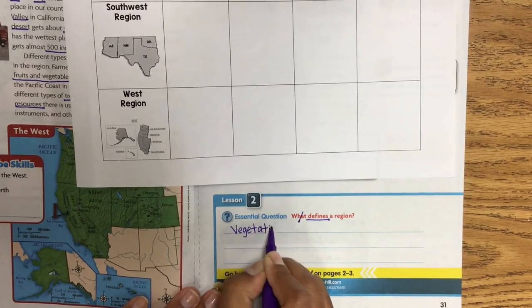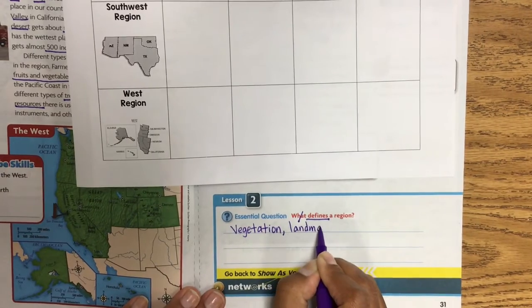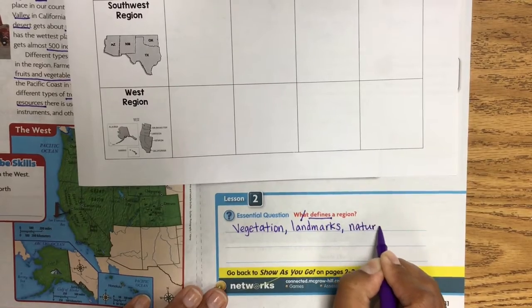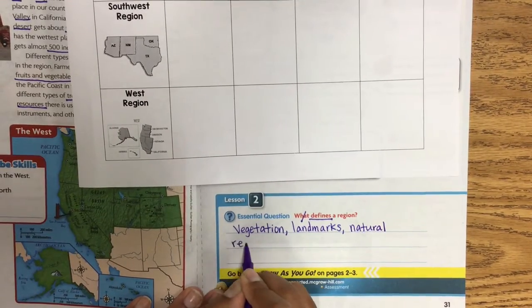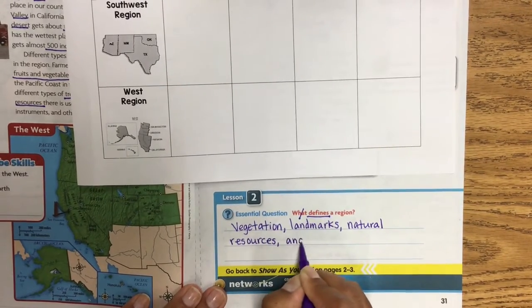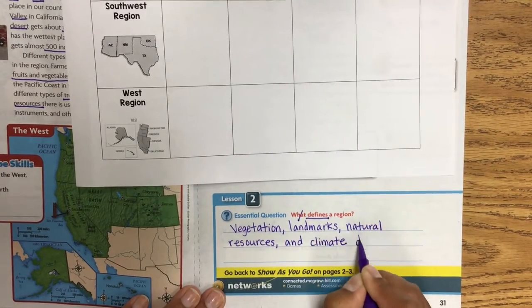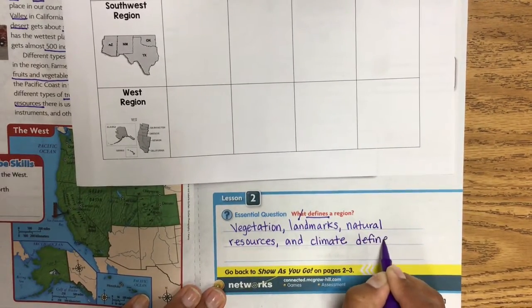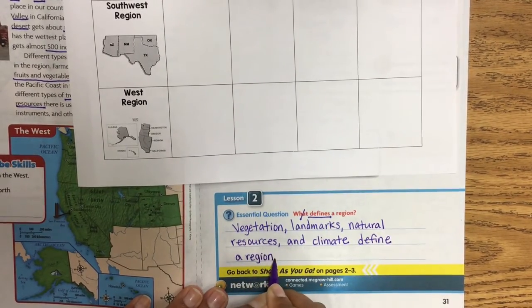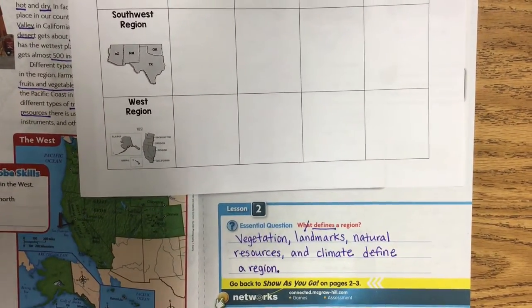Vegetation, landmarks, natural resources, and climate define a region. Feel free to add in any extra thinking that you think fits best.